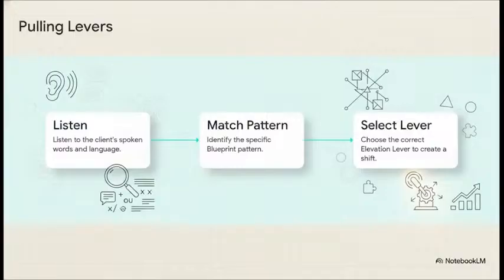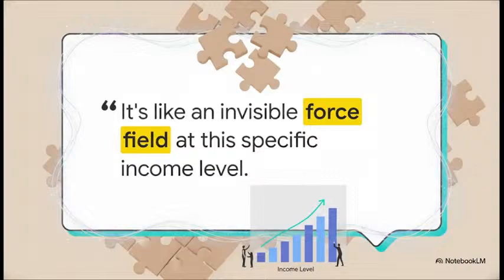So, how do we actually apply this? It works through a very precise if this, then that framework. Step 1, you listen incredibly closely to the client's spoken words, because their language always leaves clues. Step 2, you pattern match those words to identify the specific blueprint they're currently running. Step 3, once you've got the blueprint, boom, you automatically know the correct elevation lever to pull to create a massive shift. Let's do a live puzzle together right now.